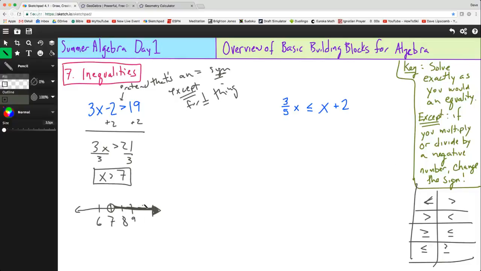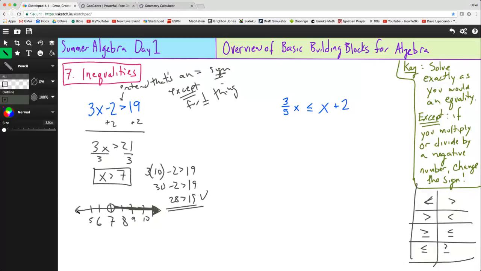So if we use the number 9 or 10, it'll make this true. We'll put a 10 in for x. It's all this dark stuff that will make this true. So does 3 times 10, minus 2, is that greater than 19? Is 30 minus 2 greater than 19? Is 28 greater than 19? Yes, it is.